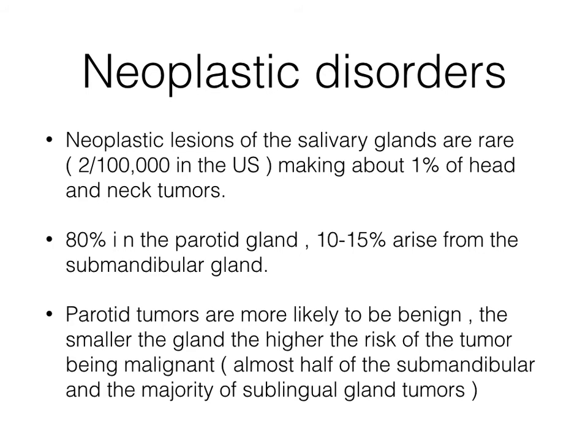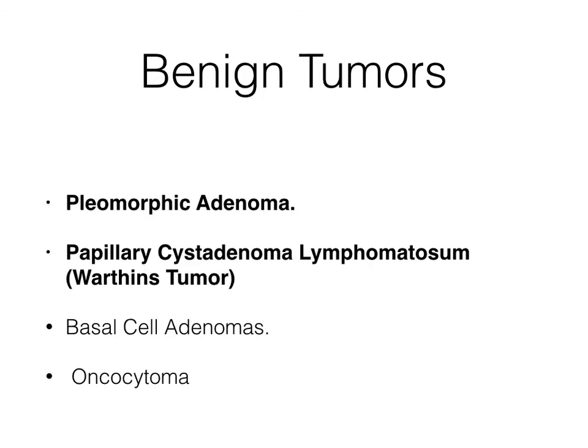So 80% of neoplasms are in the parotid gland, and 10 to 15% arise from the submandibular glands. Parotid tumors are more likely to be benign, and the smaller the gland is, the higher the risk of the tumor being malignant. So almost half of submandibular tumors and the majority of sublingual gland tumors are malignant.